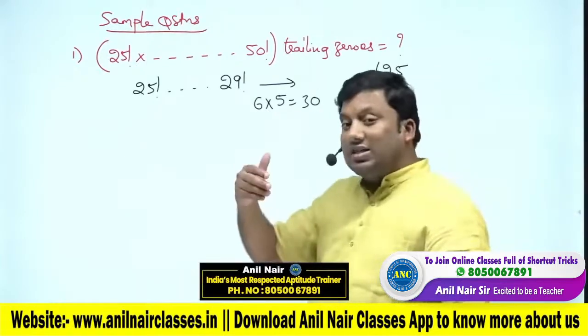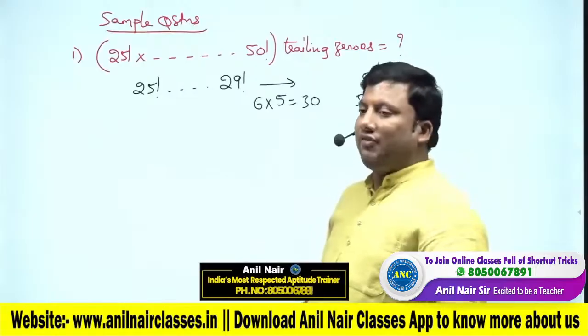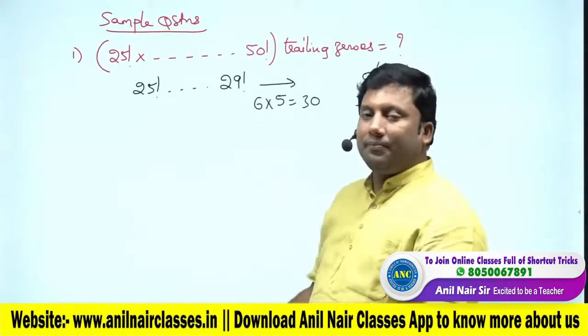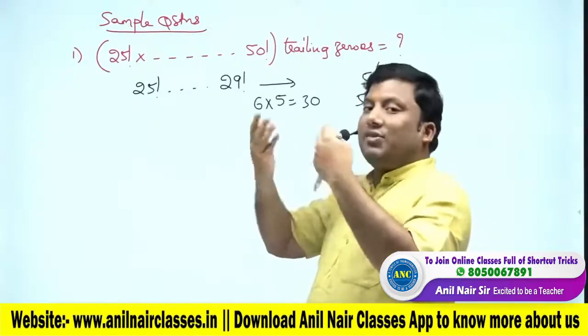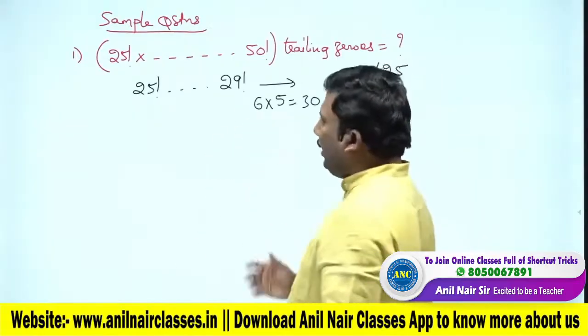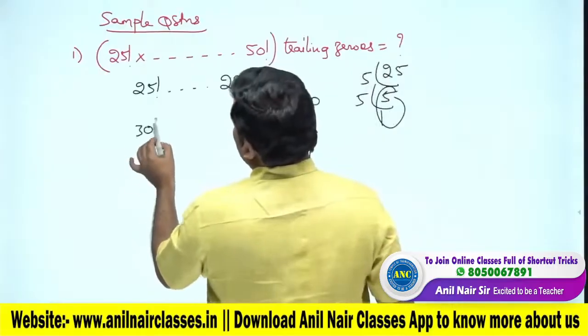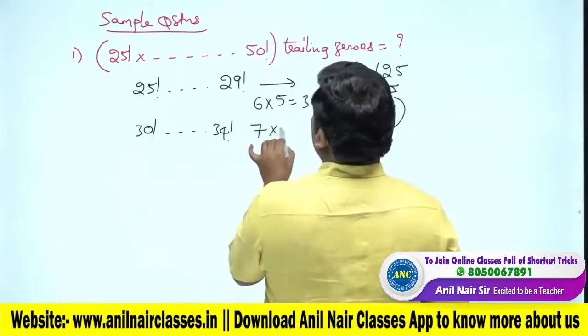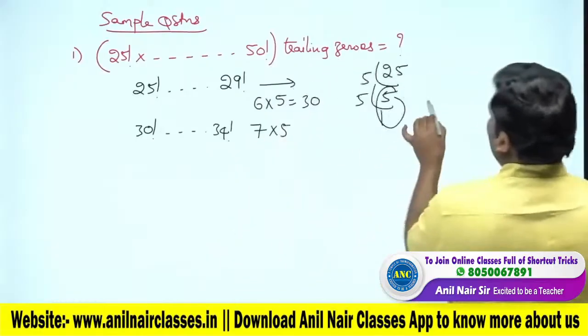Then what is the next multiple of 25? 5 power 1 is 5, 5 square is 25, then 5 cube is 125. Then it will be in serial order. 30 factorial till 34 factorial: next number I will get 7 into 5. You can cross check.